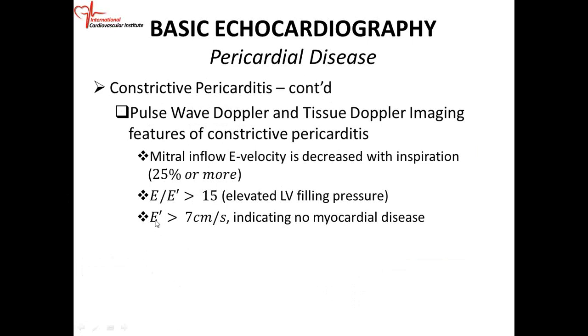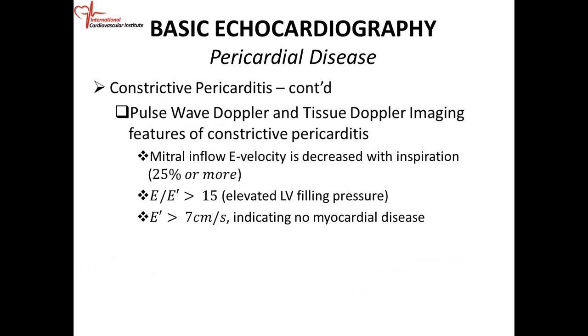But your E prime is going to be normal. Not only normal, we talk about annulus paradoxus, pulsus, or annulus paradoxus. And what that means, remember in the normal tissue Doppler, the lateral E prime is usually larger than the medial E prime. With annulus paradoxus, it's the reverse. The medial E prime is larger than the lateral E prime.